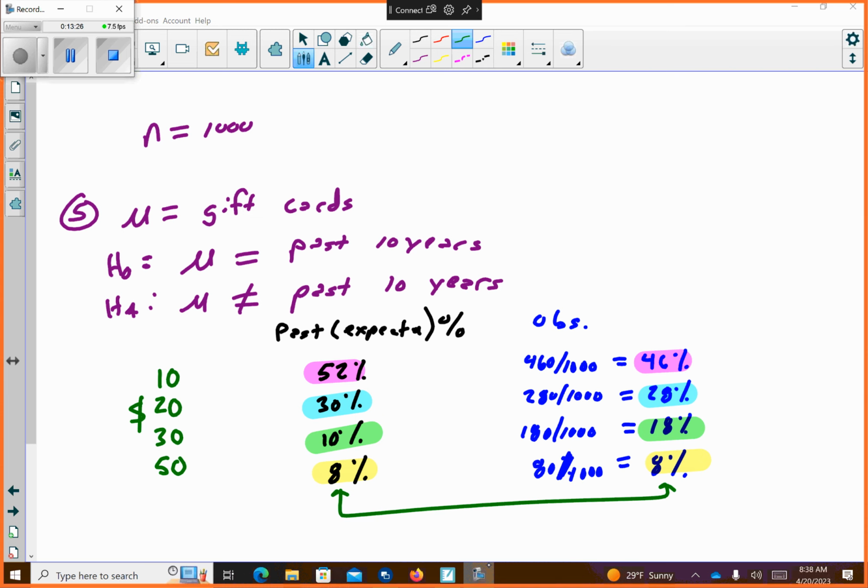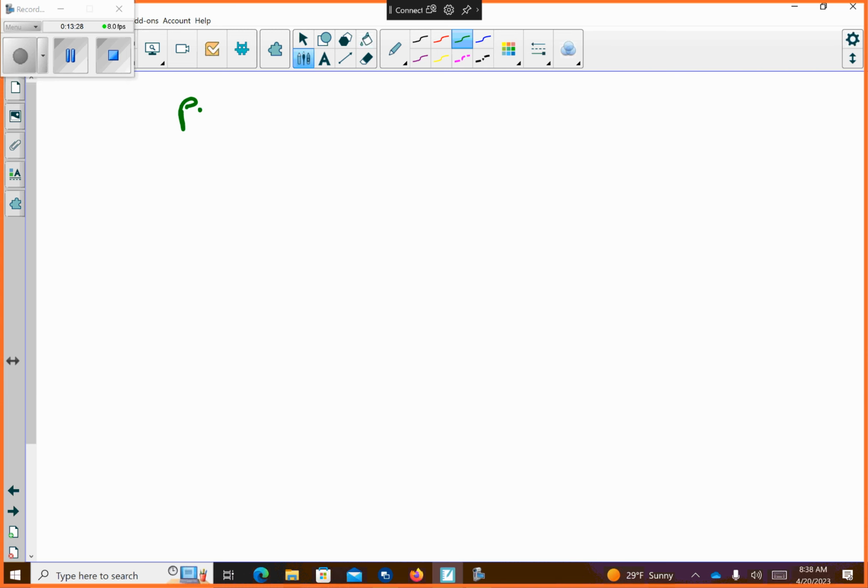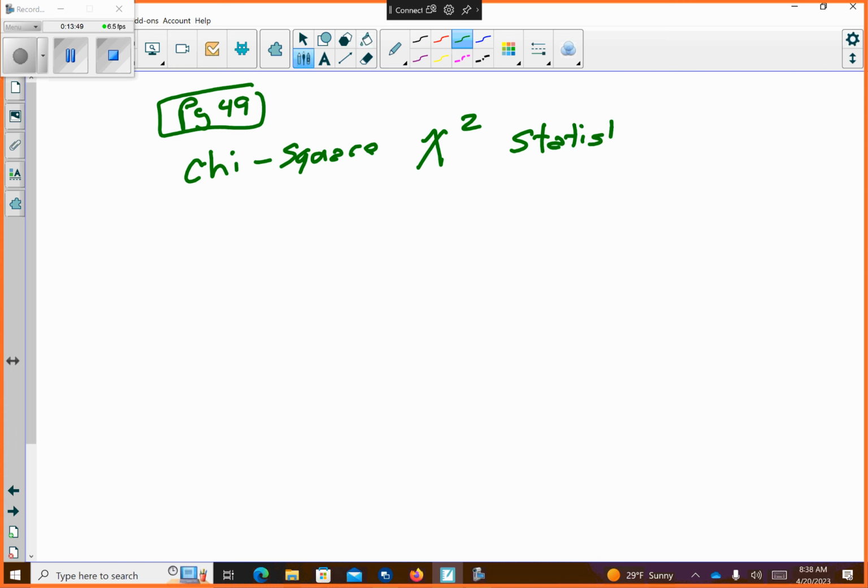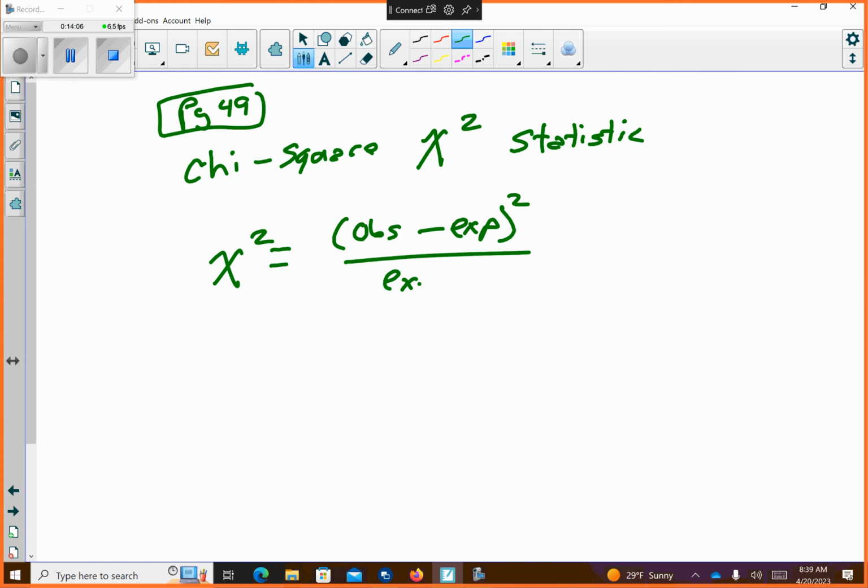Okay, I am now going to be on page 49, so use some notes. This is called the chi-square statistic. Now I'm going to show you. They use this weird looking X to mean chi-squared. It's not tough to do, especially because I'm going to show you how to do this on Desmos. It's going to make it a lot easier. But this is basically the chi-squared: you have the observed minus the expected quantity squared, all divided by the expected.